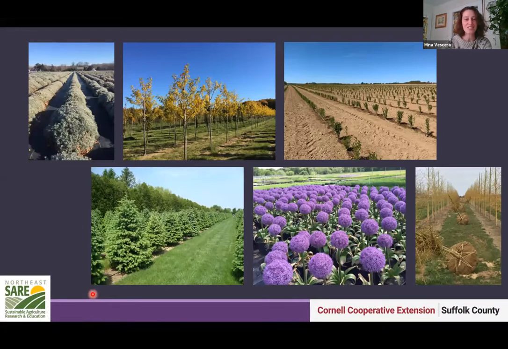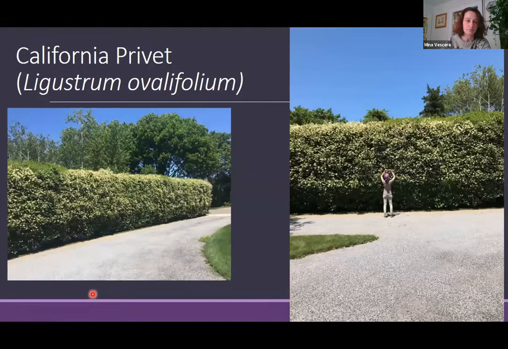So initially, when Debbie and I were talking about doing this trial, we were discussing which plants we should choose. For the most part, the growers' questions are how we decided on which plants, because the diversity of ornamental plants is vast. You can grow a lot of different plants here on Long Island. For one of the woody plants, we decided to go with California Privet.